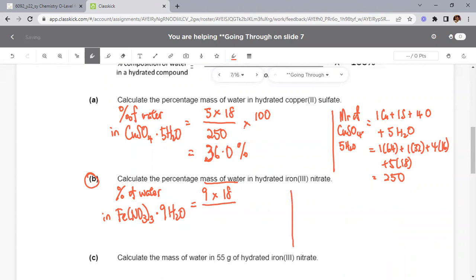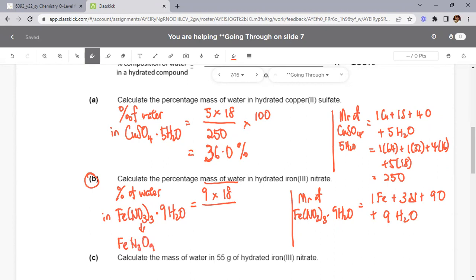So this is the one I need to find. So what's the Mr of Fe(NO3)3.9H2O? So this consists of 1 Fe plus 3 nitrogen. Okay, so I times the 3 in, so 3 nitrogen plus 9 oxygen plus 9 H2O. Okay, this 3 nitrogen, 9 oxygen is actually because I take the NO3 and I expand it in. So you can see this is Fe N3O9 because I multiply a 3 in, dot 9 H2O. Okay, so I multiply 3 in, so it makes my life easier when I do the calculation.